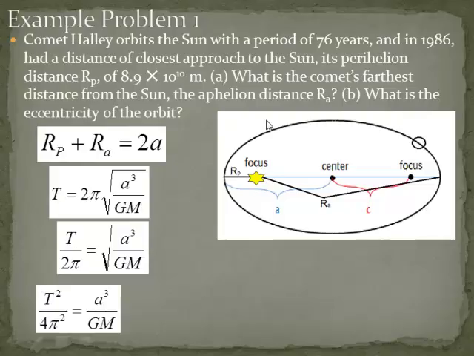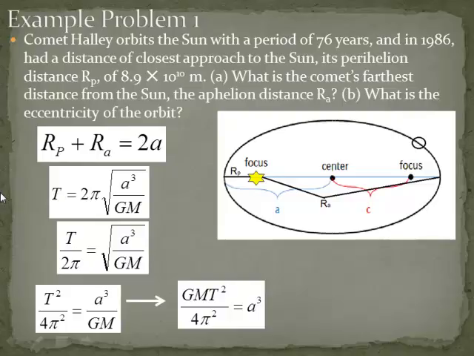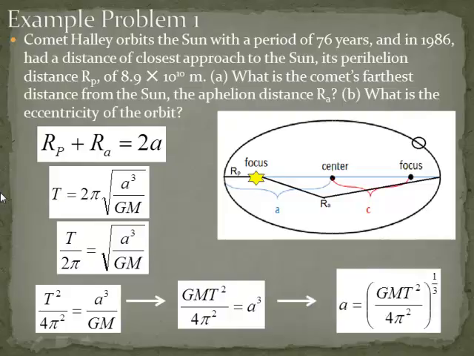And I get that. Next, I'm going to multiply both sides by GM, and then I will take both sides to the 1/3 power. So I have A equals GMT squared over 4 pi squared, and all of that to the 1/3.